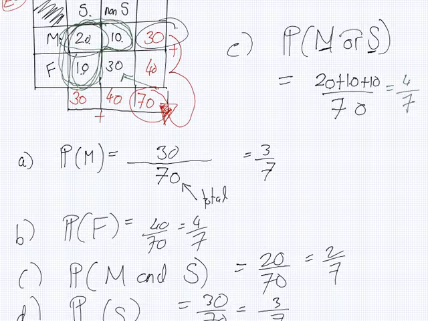So just be careful with the or. It usually involves adding. Usually. So this is just a basic example to show you how you can use these tables, but we'll look at more difficult ones now. So if you can just write that one down.